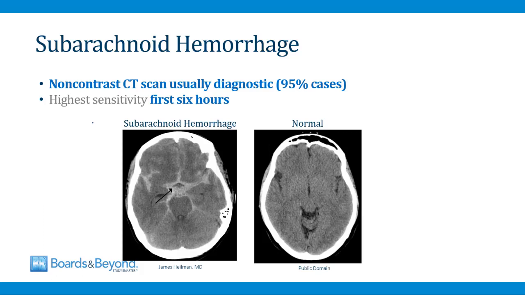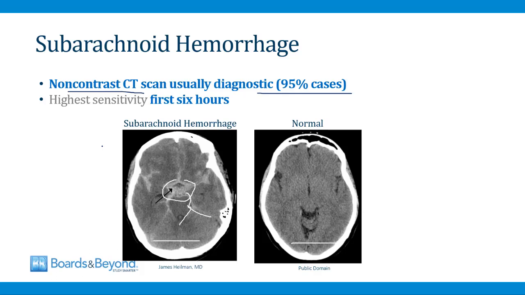If you think your patient has a subarachnoid hemorrhage, the best initial test is a non-contrast CT scan of the head. This is usually diagnostic in about 95% of cases. If you look at the bottom of the screen, on the right side is a non-contrast head CT from a normal patient. On the left side of the screen is a non-contrast head CT from a patient with a subarachnoid hemorrhage. And you can see this white material here, that's blood filling the subarachnoid space. It's also spreading out between the tissue of the brain. Classic finding of a CT scan in a patient with a subarachnoid hemorrhage.